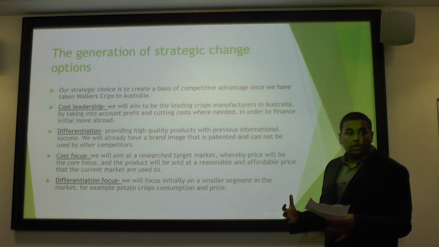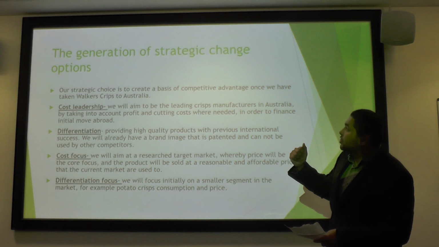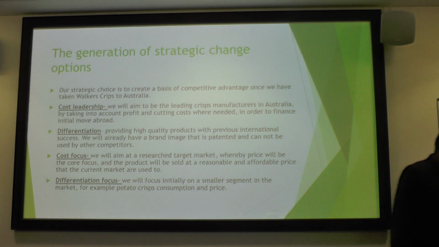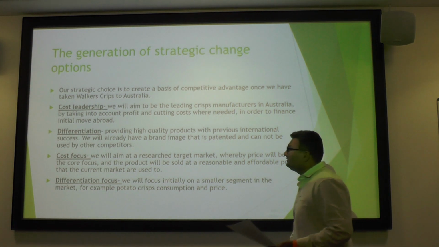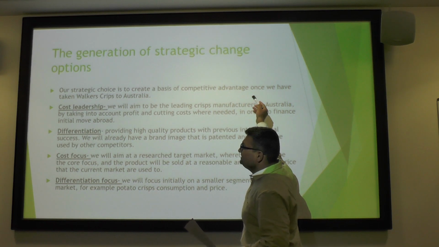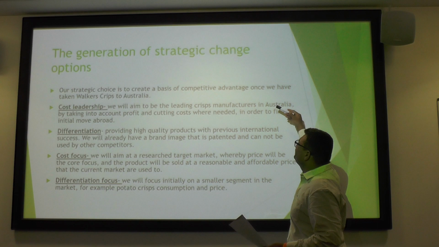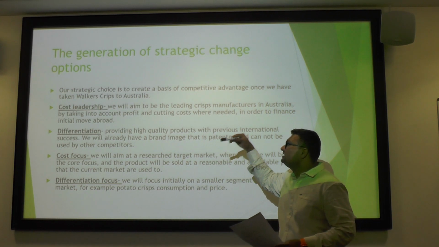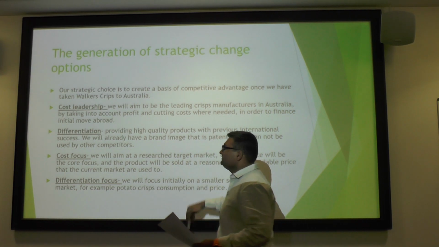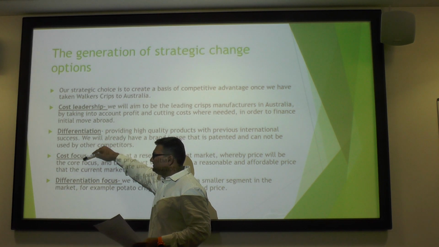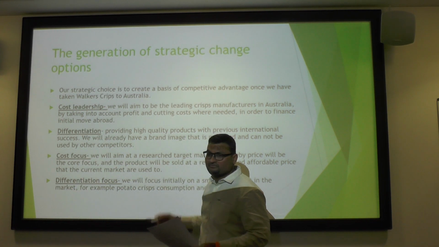I'll now hand you over to my colleague Bunty again to explain the generation of strategic change plans. Thank you, Lewis. Now, we are going to the generation of strategic change options. So our strategic choices create a competitive advantage once we take Walkers chips to Australia. So we have cost leadership, differentiation, cost focus, and differentiation focus.